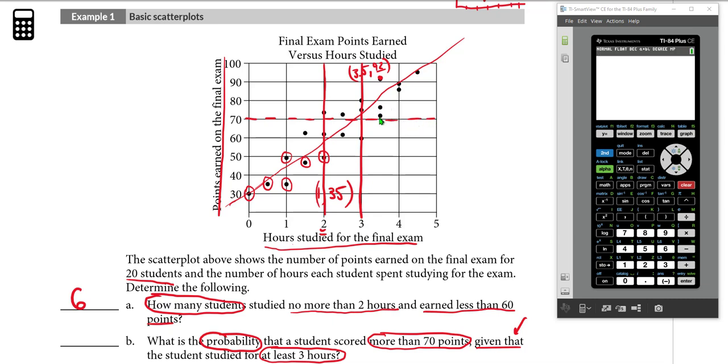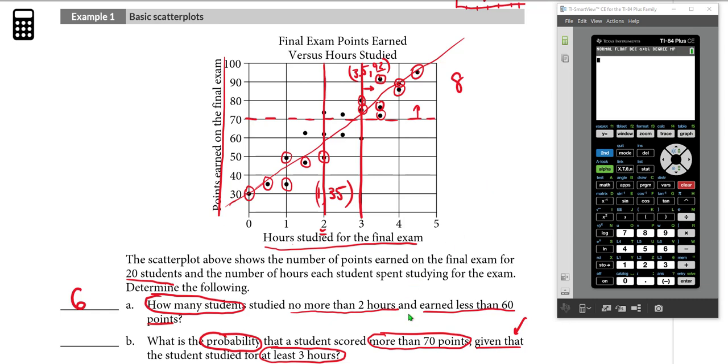So what we are looking for is more than 70. So we're looking for above that line. At least 3 hours means on this vertical line or to the right. So we are looking at that. Again, let me get rid of that. Make sure there's a point there. There is that, and that. So how many is that? 1, 2, 3, 4, 5, 6, 7, 8. So there are 8 students there.